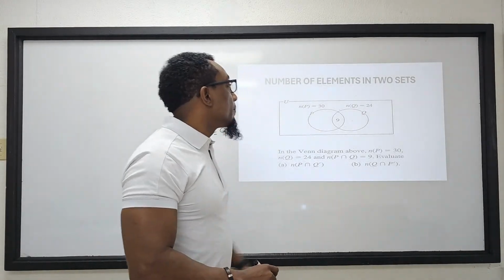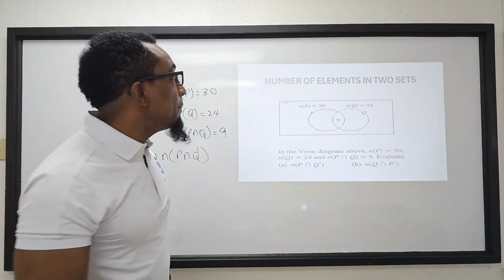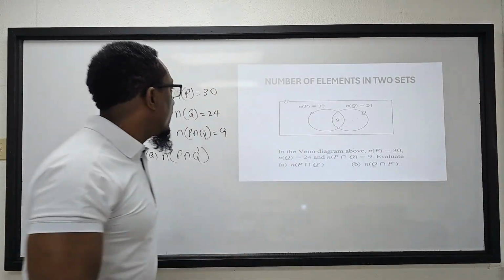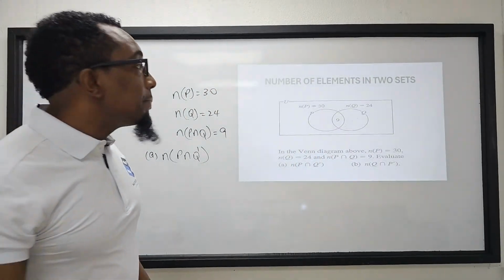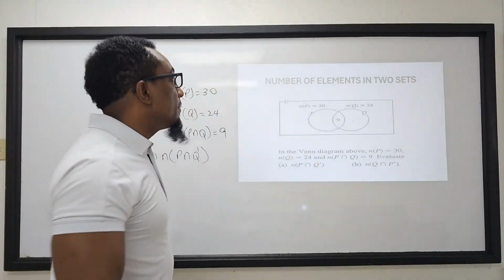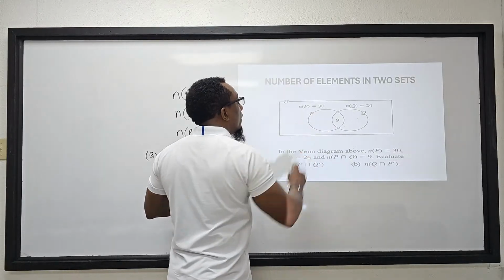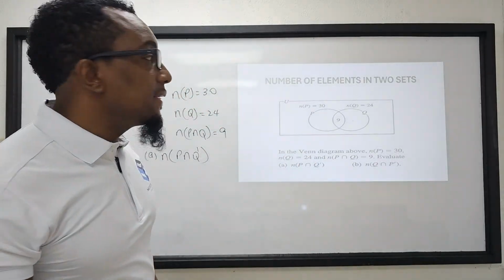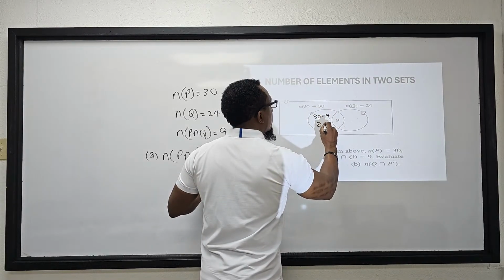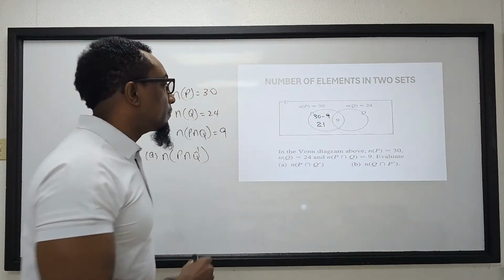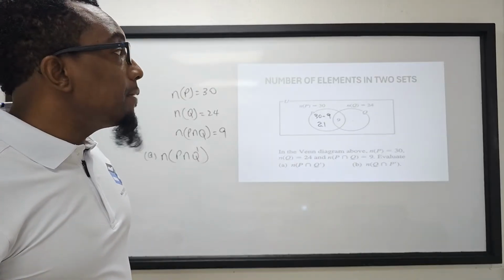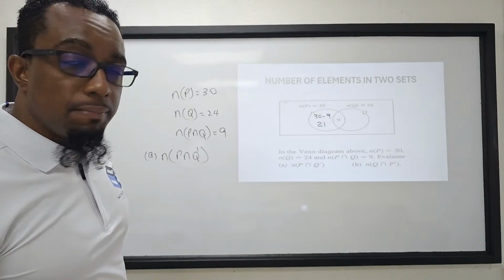this region here, we know that the number of elements in P is what? 30. That's the entire circle. But 9 is a part of it. 9 is a part of that circle. So for us to determine the number of elements in P only, all I'm going to do is simply subtract 9 from 30. So this is 30, subtract 9, which will give me 21. So that's the number of elements in P intersect Q complement, which is also P only.